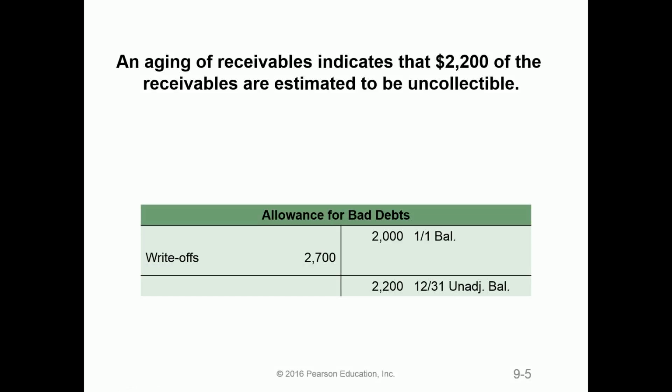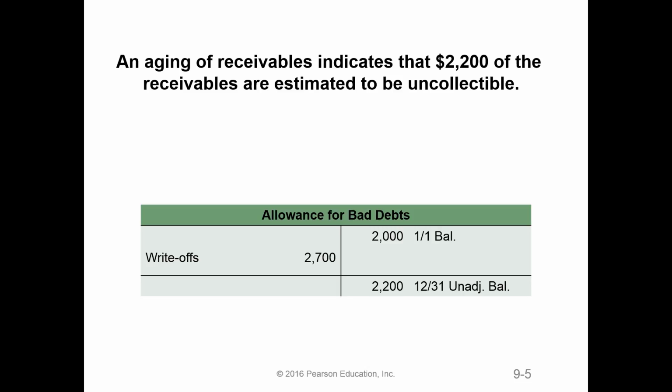Now, when you hear the word aging, what I want you to think of is target. Okay, if I tell you an aging of accounts receivable indicates $2,200, when you hear that, you think, okay, my target or my ending balance needs to be $2,200. $2,200 is not what you journalize for bad debt expense. It has to be the ending balance in the account. So it's going to be your final answer in your T account, and that'll be the amount that shows on your balance sheet, but it is not the amount you journalize for bad debt expense.